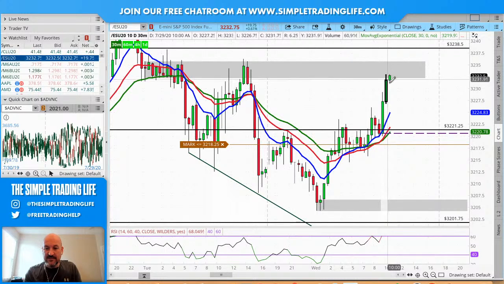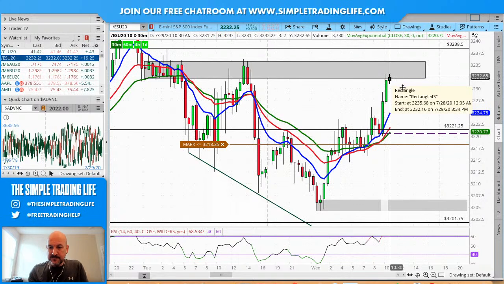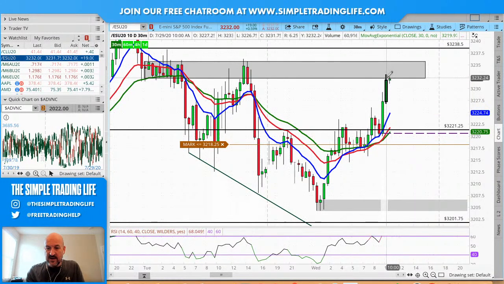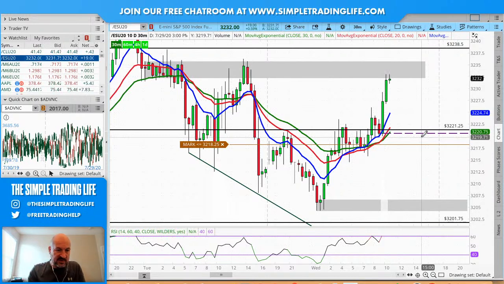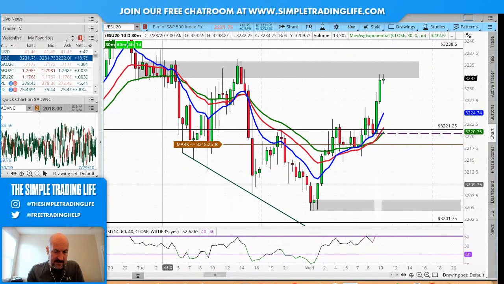Okay, and then we pulled back a little bit. Looks like it's trying to push higher. But we'll see, right? Could end up being a resting candle. We could see something like this over here where it pushes up in here and then rolls over and comes back down. But we'll just keep an eye on it.